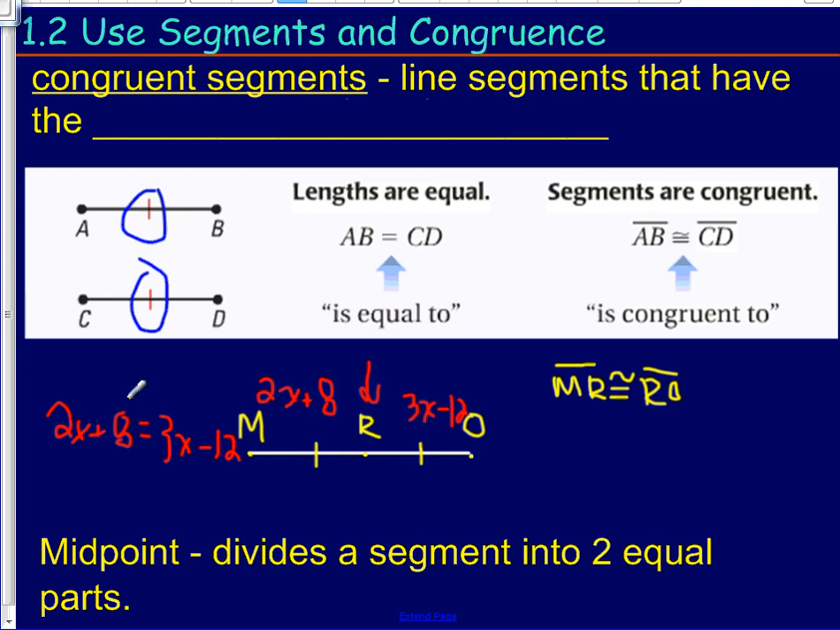All right, so why don't you solve and find the length of MR for me. All right, do that in your notes, and I will check for it tomorrow. And that brings us to the closing of everything you need to know about measuring segments. So we have the two postulates, congruent segments, and a midpoint. All right.